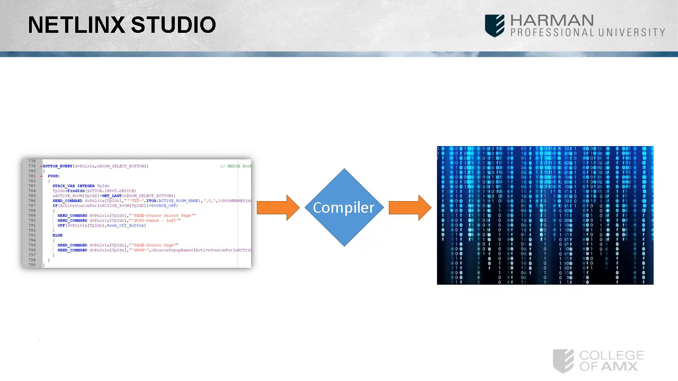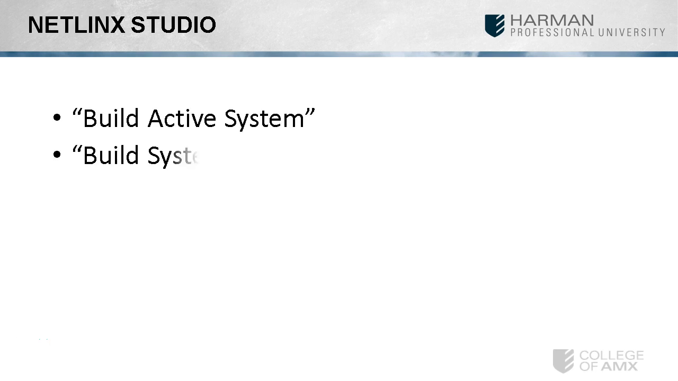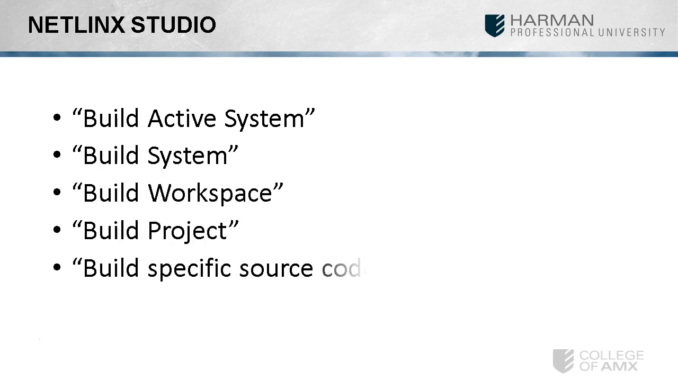Any errors must be corrected before the compiled code can be loaded into a processor. It is also strongly recommended that any warnings be resolved as well, although a warning will not stop your code from loading and executing. There are several options for compiling or building your code in NetLink Studio. You can build active system, build system, build workspace, build project, and build a specific source code file. Let's step through each one of these options.